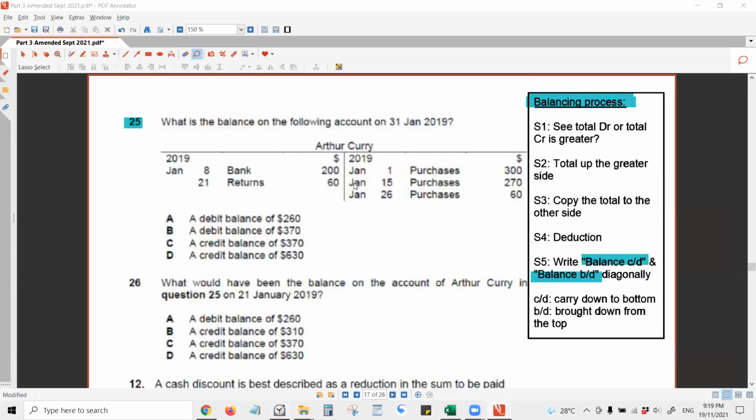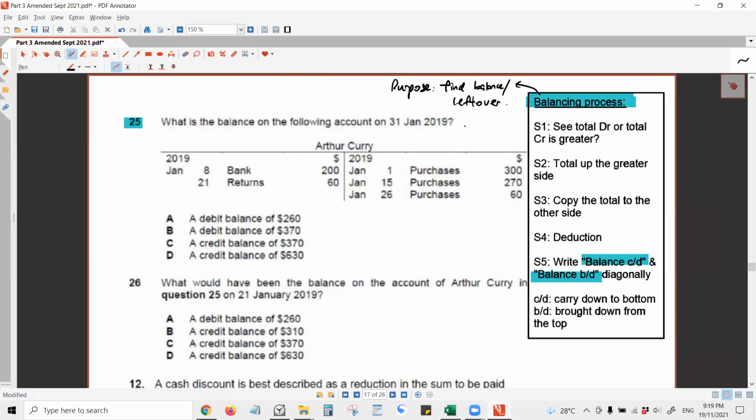Before I explain the question, let me tell you how to do a balancing process and the purpose of doing it. At the top right corner you should have this box. The purpose of the balancing process is to find the balance, or you call it the leftover.